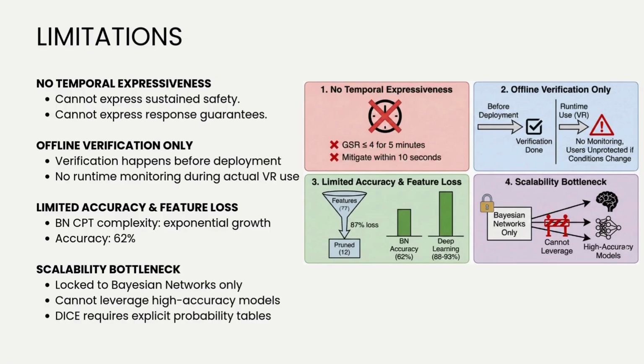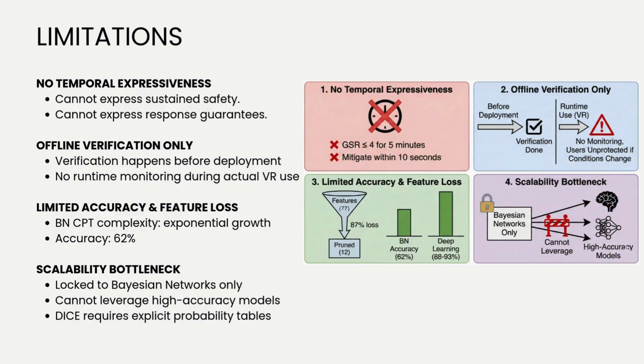Okay, so although Bayesian network and Dice give us formal verification, we identify four critical limitations. First, no temporal reasoning. We can ask what's the probability of cyber sickness right now by using Bayesian network and Dice. But the problem is, what if GSR stays high for 5 minutes? So the BN is not able to answer those types of questions.